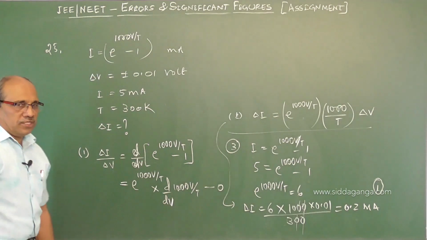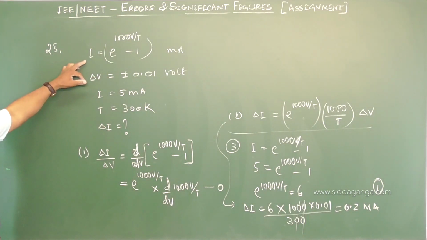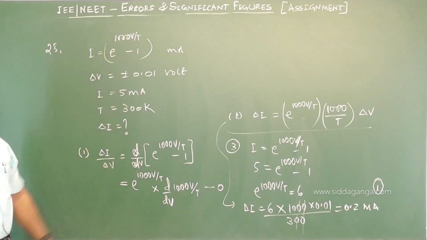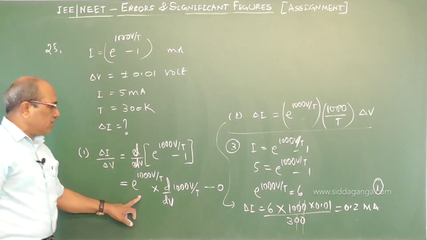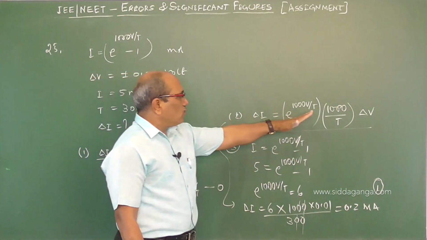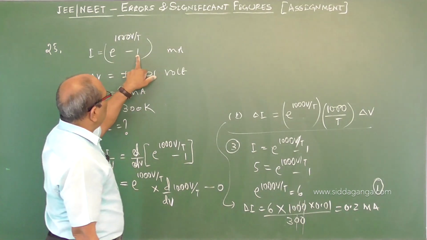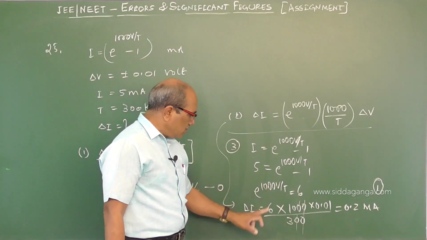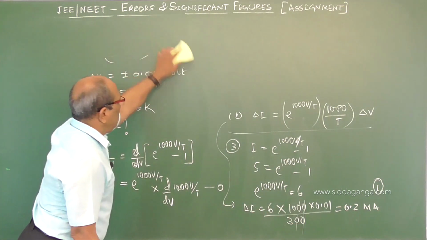I think you have followed here. First we have to find delta I, which means differentiation of this with respect to voltage, because this varies with voltage. T is kept constant, V is variable. So when I differentiated this, you got this relation. To find this, I applied the condition, I took 5 milliamps. When applied, you got this answer. Substituting, you got the final answer as 0.2 milliampere.